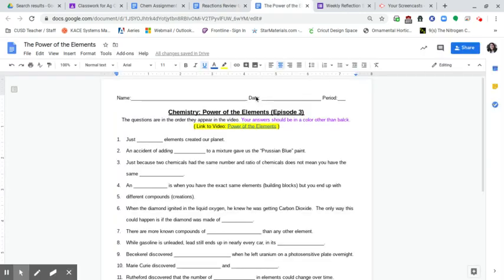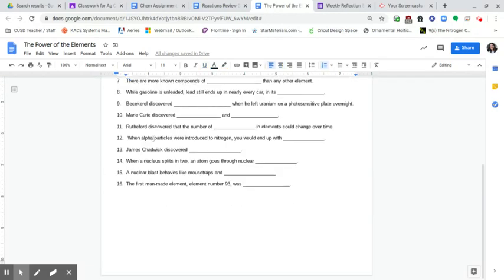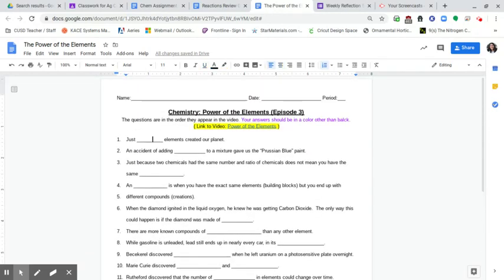Then you'll come over and work on the Power of the Elements episode 3 video notes. The questions are in order as they appear in the video, which means they're chronological. 1 should happen first, 16 will happen last. Your answers should be in a color other than black. You'll notice my example is purple. That's fine. Just make sure it's a color that's easy to read, but it cannot be black so I can distinguish your answers easily as I'm grading this.